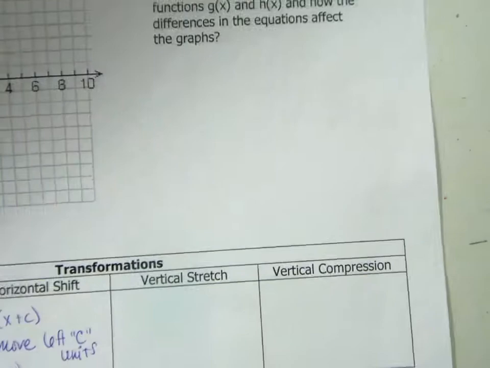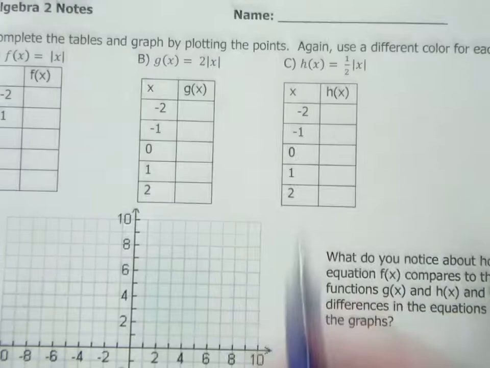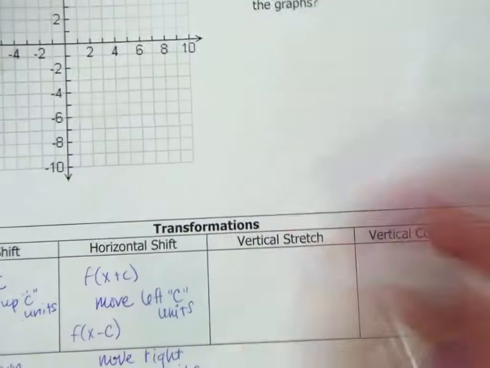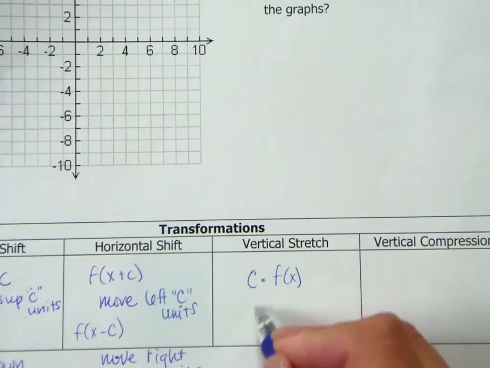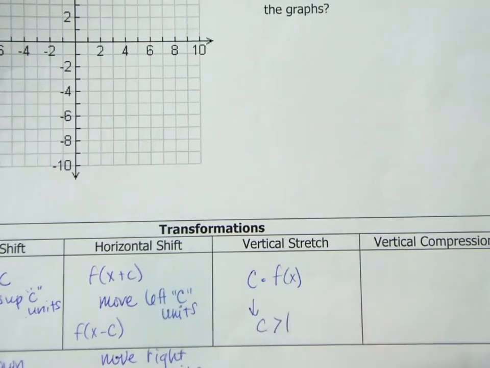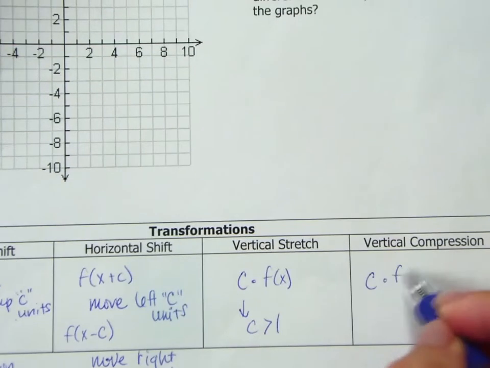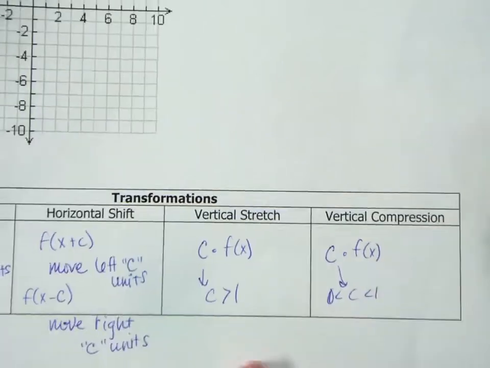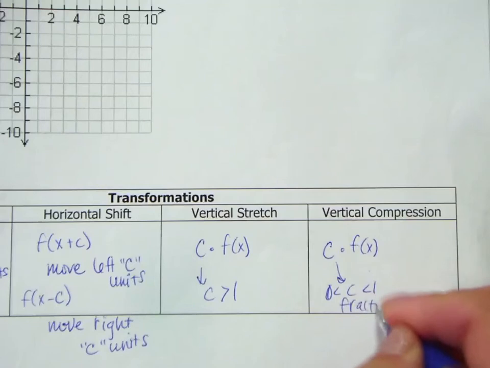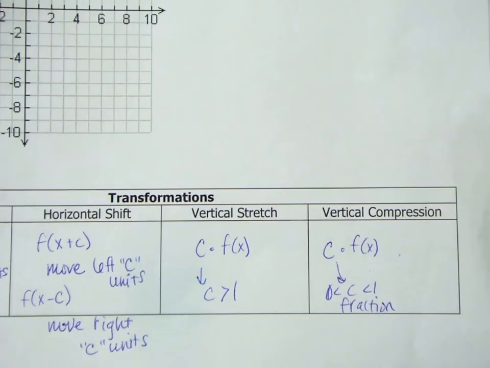For the vertical stretch and compression, this is what you saw here in these two examples. If you're multiplying a number outside of your function and that number c is greater than 1, then you are going to stretch it, make it skinnier. If you multiply outside of your function and that value of c is less than 1, meaning essentially a fraction, then this is going to compress it, make it fatter. All right, so this information should help you on the last couple problems of your homework.